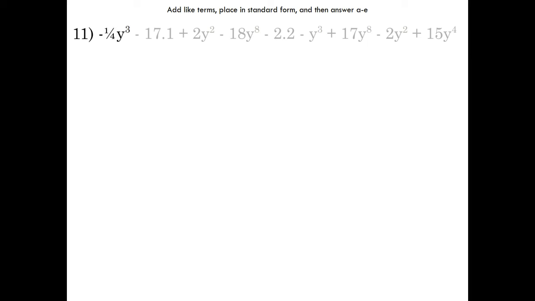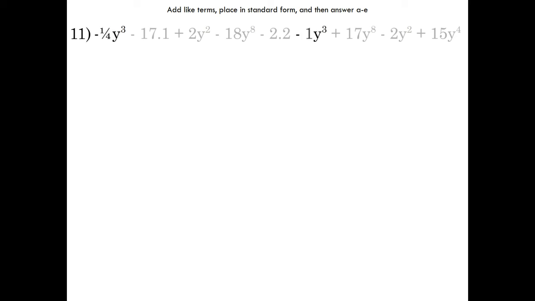The terms we have are negative 1/4 y to the third, negative 17.1, positive 2y to the second, negative 18y to the 8th, negative 2.2, negative 1y to the third, positive 17y to the eighth, negative 2y to the second, and positive 15y to the fourth. Again, you work left to right, so we have negative 1/4 y to the third. So you look for what term has y to the third, and that is the negative 1y to the third. That also has the same variable with the same exponent.